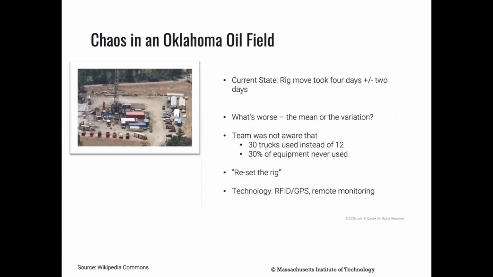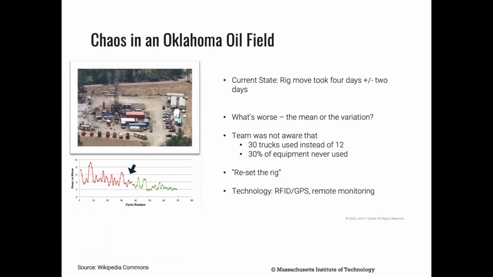And now I'd like to show you an example of chaos in an Oklahoma oil field. On your left, you can see a typical natural gas rig, and it basically does two things. It drills for natural gas and oil, and it moves from site to site. And the problem in this system was that the rig move between sites was taking 4 days plus or minus 2 days. That is a lot of chaos and noise.